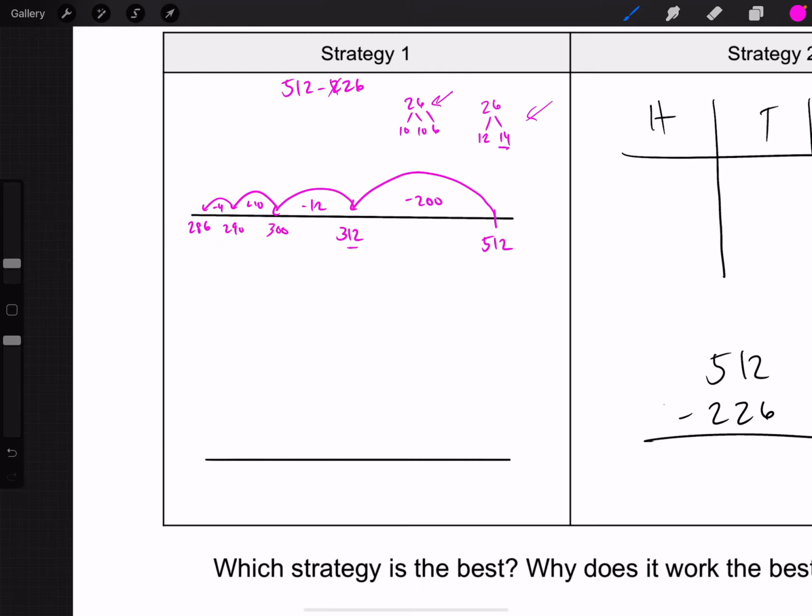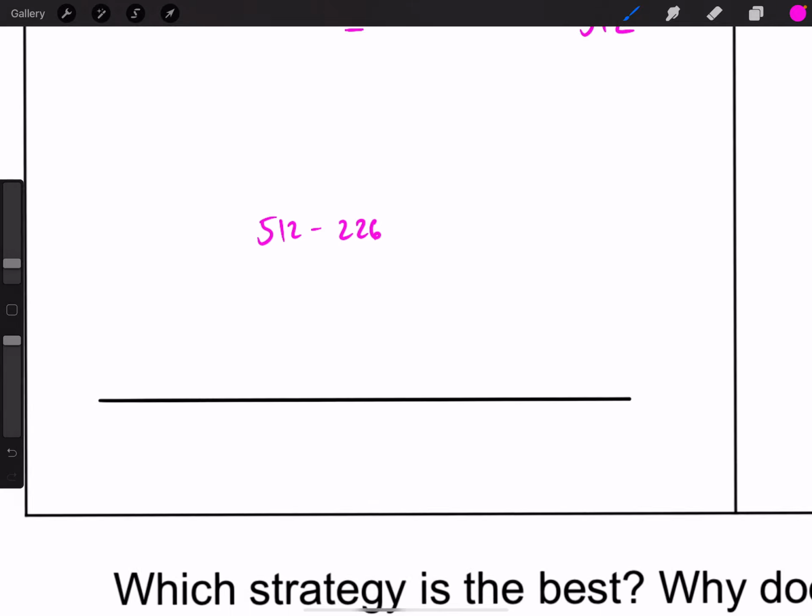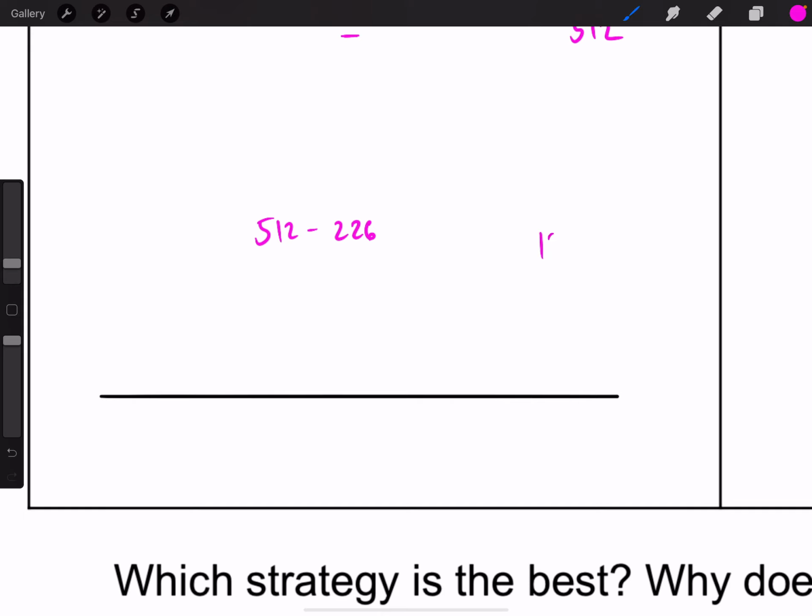Now, the strategy that no one really used, because it is a little bit more of an advanced way to think about that, is the counting up strategy. Now, when I do subtraction, let's say I had a small number. Let's say I had 12 minus 7. Now, another way to think about 12 minus 7 is the distance between 12 and 7, or 7 and 12 on a number line.